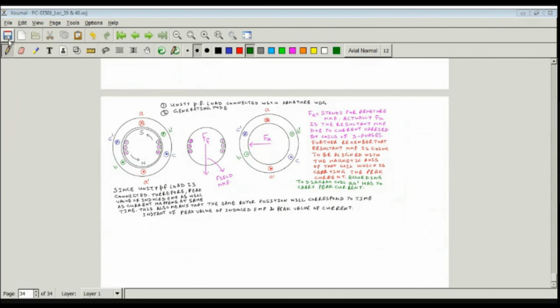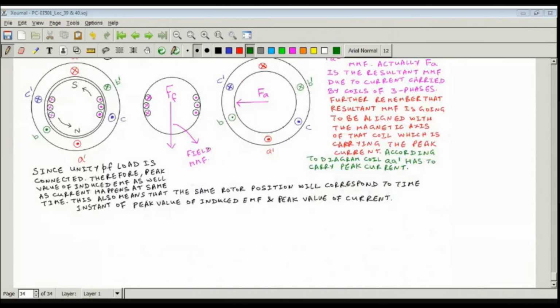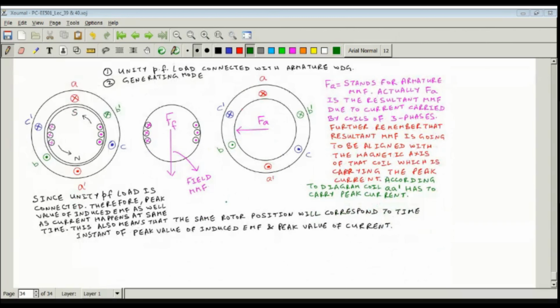So we are now going to observe one more point. What is that? That FF and FA are stationary with respect to each other because both are rotating at synchronous speed and in the same direction. So this is another point which has to be thoroughly observed.